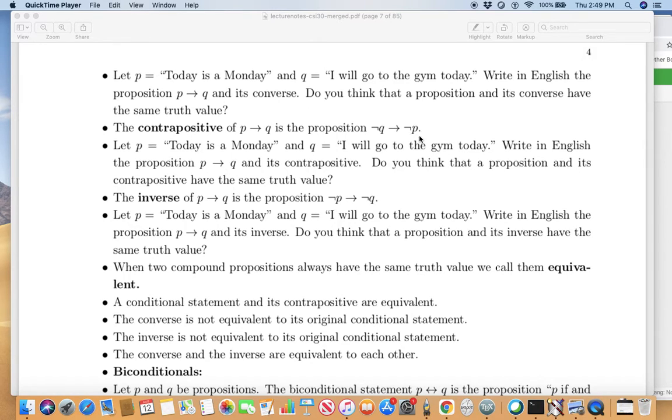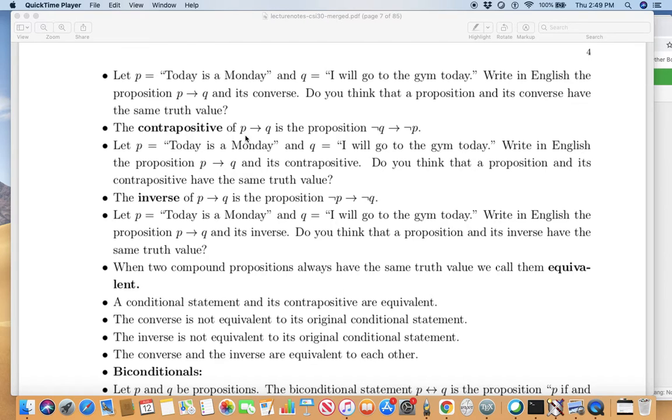Okay? The proposition and its converse do not necessarily have the same truth value, because you may be going to the gym on Friday, right? So the converse does not necessarily hold true. I hope one-way implication is clear to you.